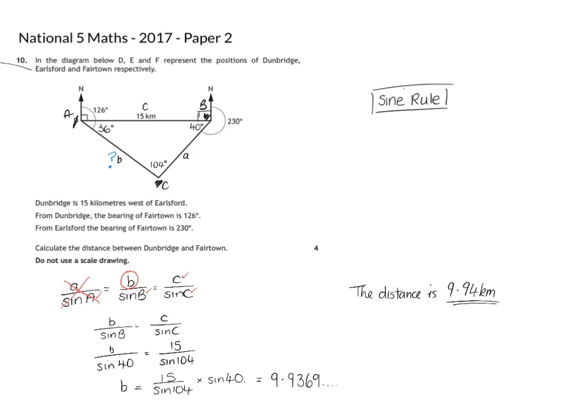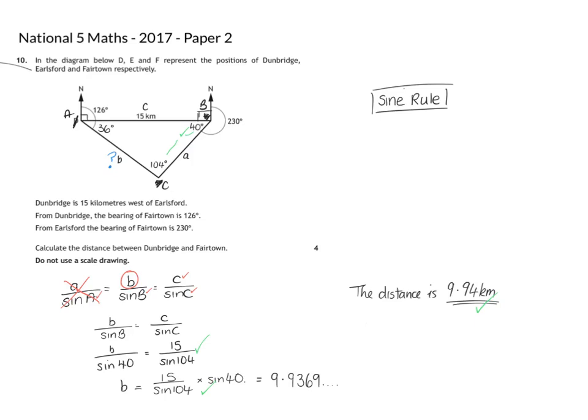for my answer. So let's see where the marks come for this question. Our first mark here is for calculating the sizes of these angles in there, so the 104 and the 40. Our second mark is for correct substitution into our sine rule, so down here. Rearranging the formula to this one gets our third mark, and then our final mark is for our answer.